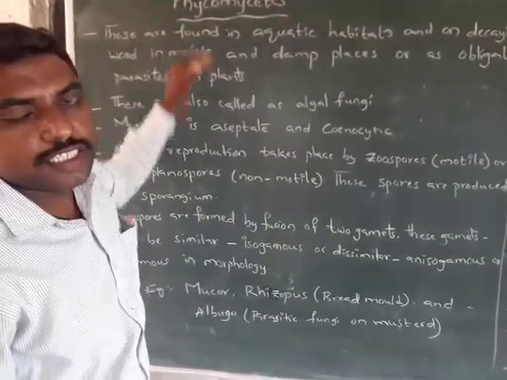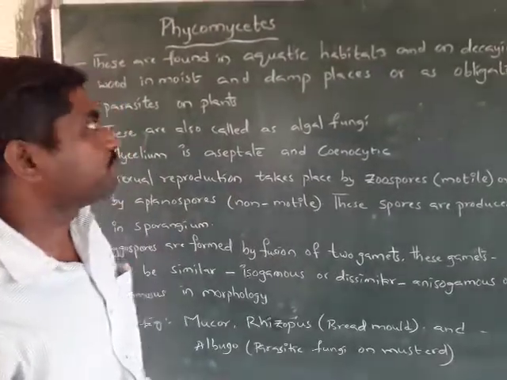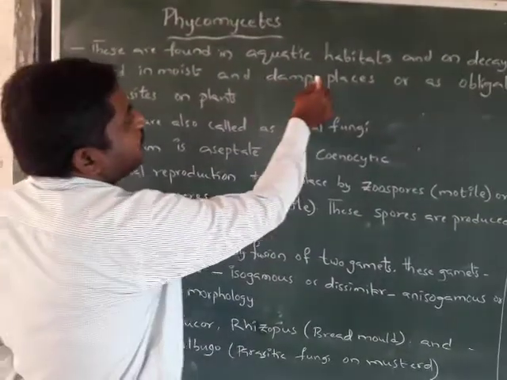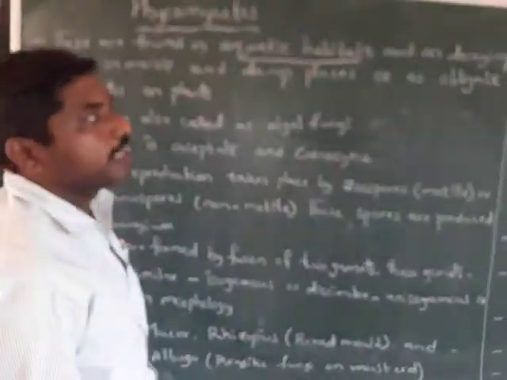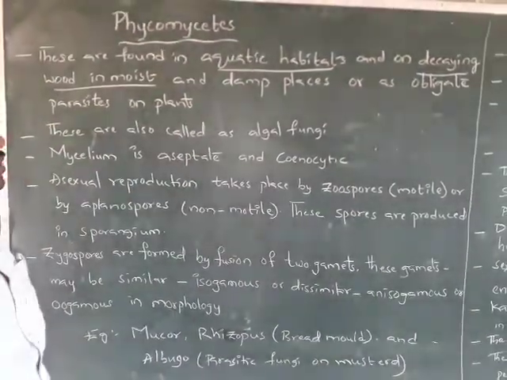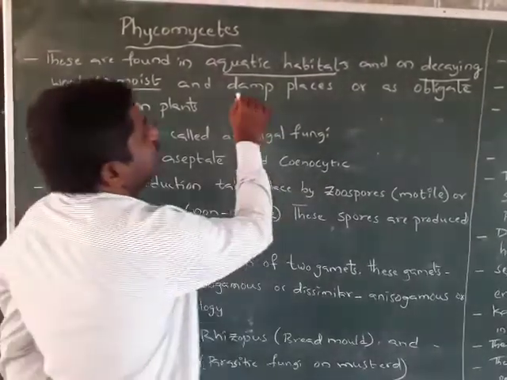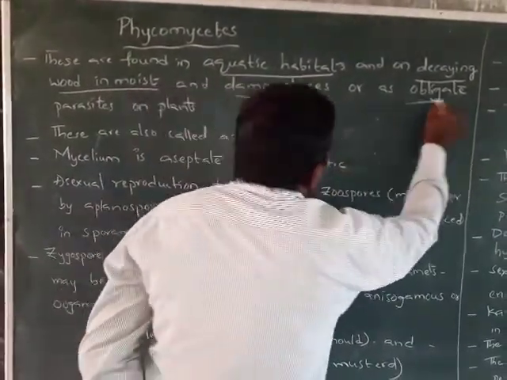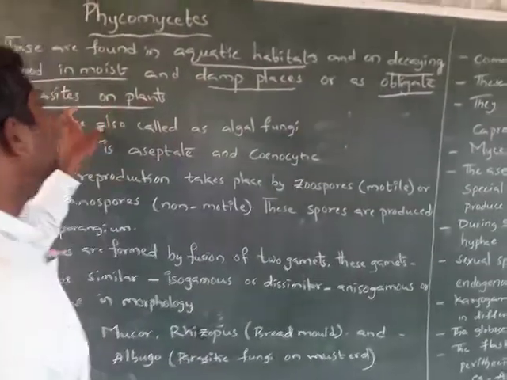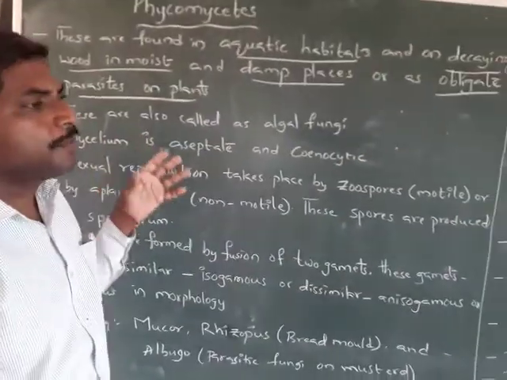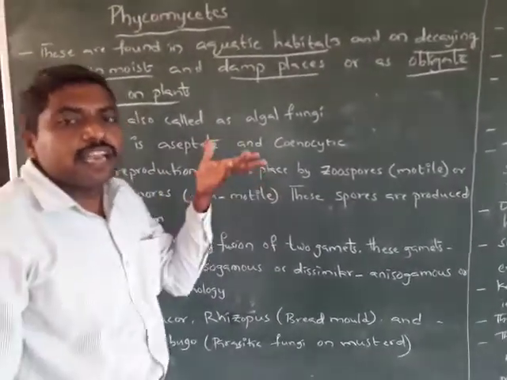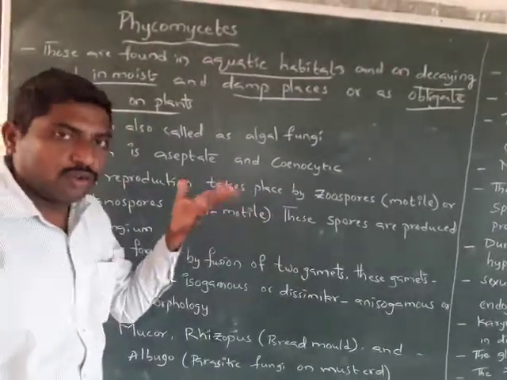Phycomycetes is the class which comes under fungi. These Phycomycetes members are found in aquatic habitats, on decaying wood in moist conditions, and damp places, and as obligate parasites on plants. Obligate parasites means they cannot complete their life cycle without a suitable host.